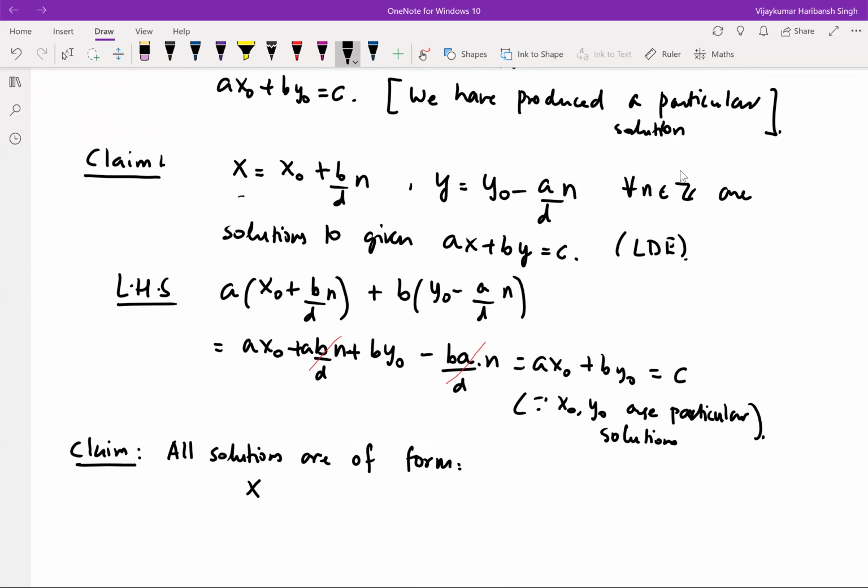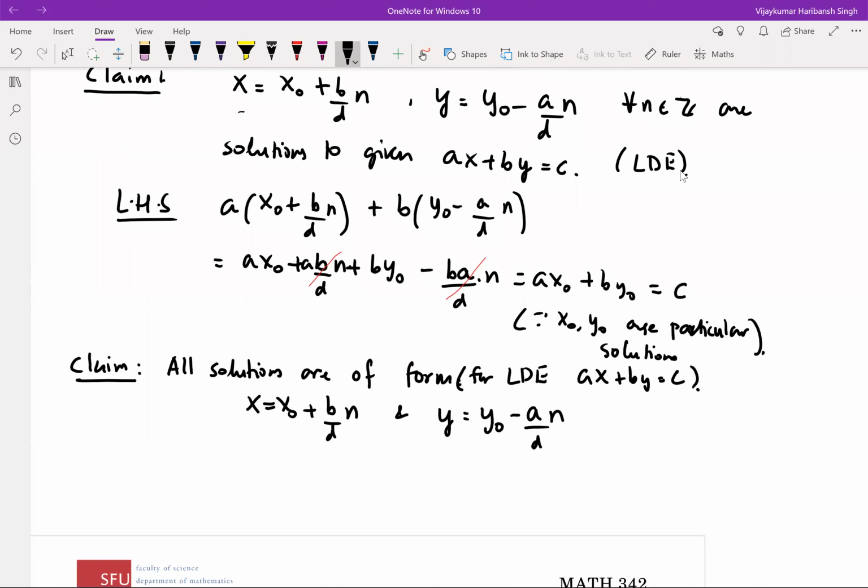x equals x naught plus b by d times n, and y equals y naught minus a by d times n. So all solutions are of this form. For what? For the linear Diophantine equation ax plus by equals c. So how do we prove that?